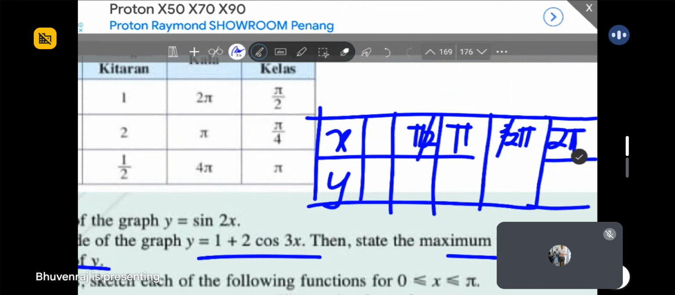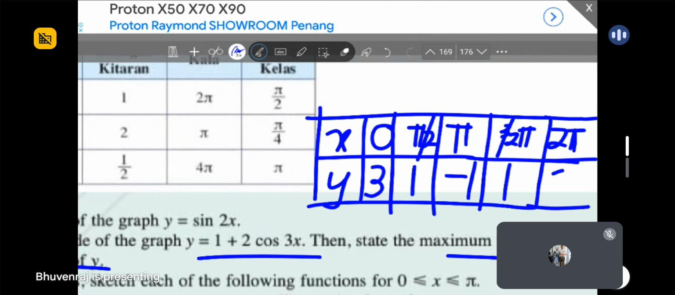Okay, so this one you should get 3 when x is 0. And then when x is 90, you should get 1. Next, let's just try 180. You substitute x is 180, you will get -1 for y. And then you try 270. You will get 1. And then 360, you press the calculator, you will get 3.